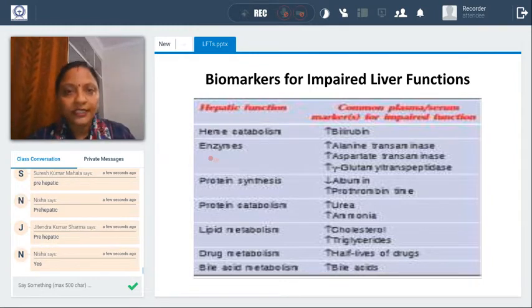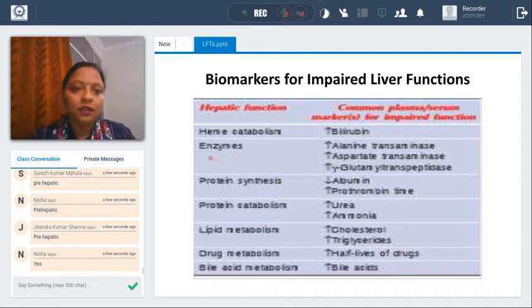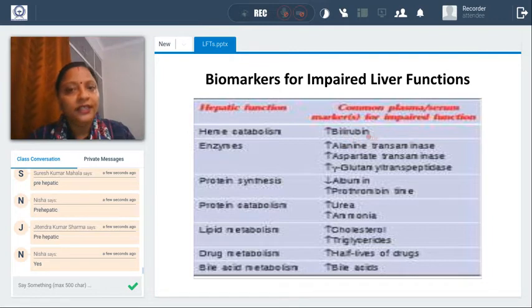Yes, you all know about these biomarkers of impaired liver functions. These are the normal functions like heme catabolism. There is an increase in bilirubin in the case of impaired functions. Enzymes ALT, AST, and GGT are all increased. Protein synthesis: always remember albumin is always decreased, mainly in chronic conditions, and prothrombin time is increased. Urea and ammonia increased. Cholesterol, triglyceride increased.